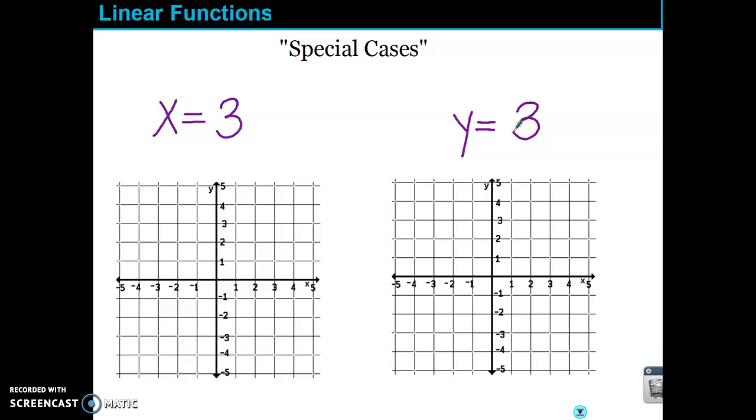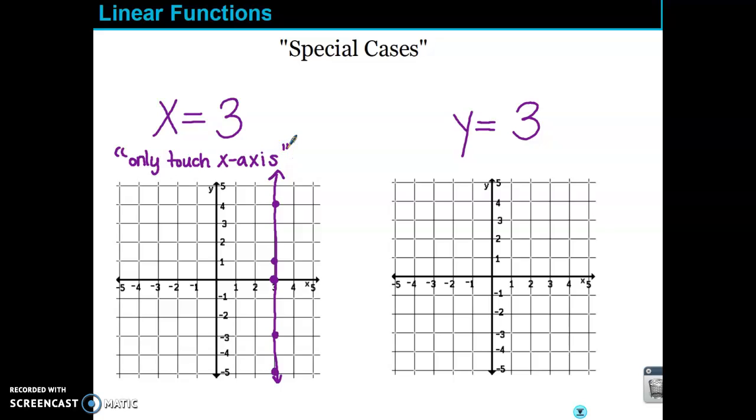Just remember, if there's x equals 3, that's saying x is always 3. So x is 3 here, but x is still 3 here and here, no matter what the y is. So no matter how far you go up or down, x is always 3. I kind of think about it, if it only has an x, it can only touch the x-axis. Okay, so this line is going to touch or cross through the x-axis.